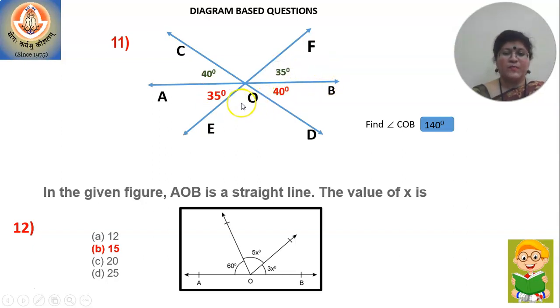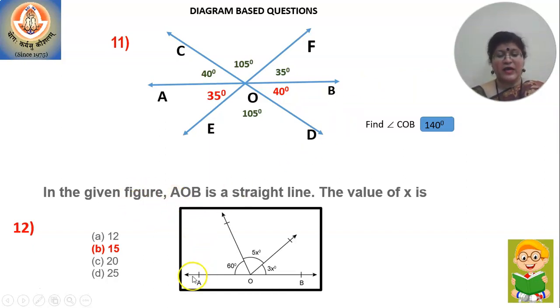Now, what will be the next step? This angle will be 105, so EOD you will get as 105 degrees. And if EOD is 105, what will be COF? COF will also be 105 because they are vertically opposite angles. You have to find angle COB. Angle COB will be the addition of these two, 105 plus 35. So you get the answer as 140 degrees. Students, there are many ways of solving this. Feel free to choose whichever method you want.